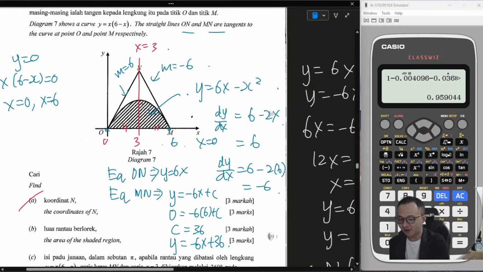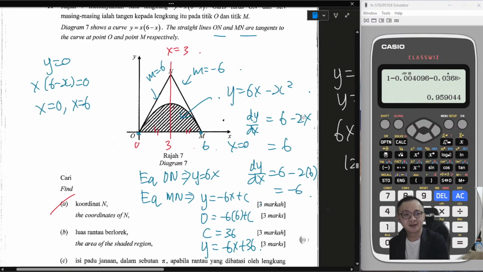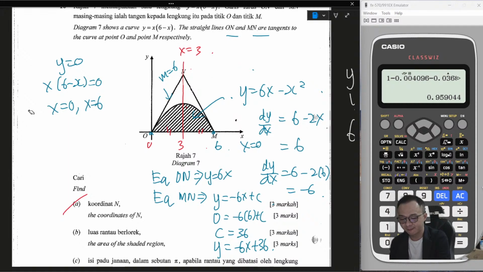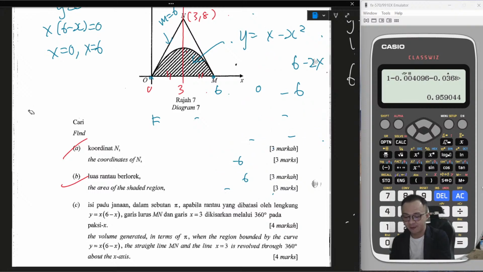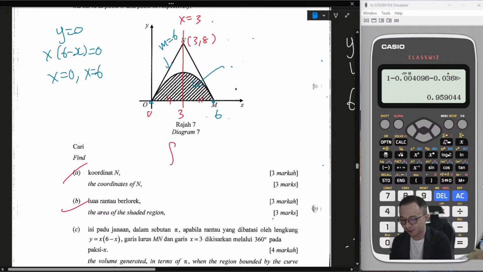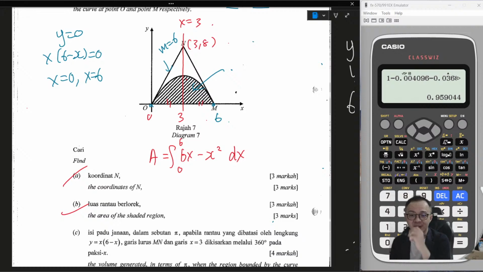Done. Find the area of the shaded region. So what's the coordinate again? (3, 18). So for this (3, 18), I know the height is 18, isn't it? So I can just use a triangle. Oh, they want the area of the shaded region. Oh, no. No need to minus anything. Area of the shaded region, we can straight away do. I thought they wanted the non-shaded one. Oh, the shaded one, we just integrate the curve. We just integrate the curve from 0 to 6, 6x minus x squared dx. We just integrate this one.